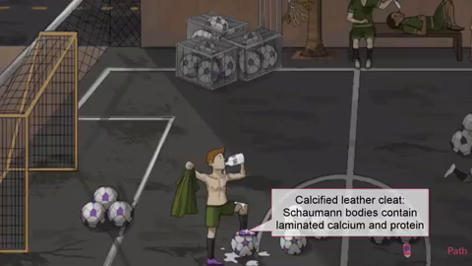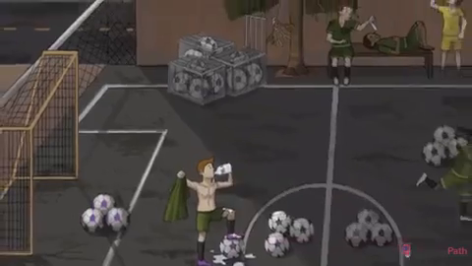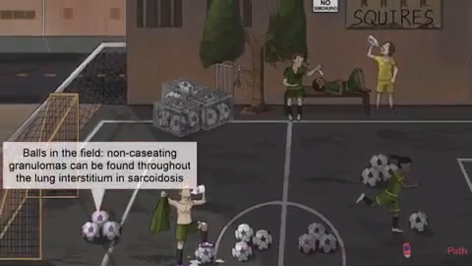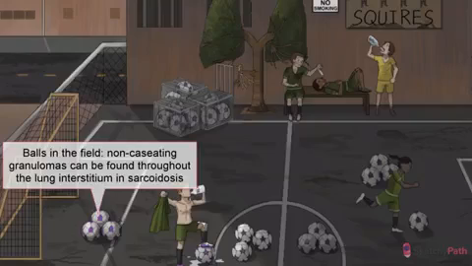Remember, giant cells, asteroid bodies, and Schaumann bodies are not required for the diagnosis of sarcoidosis. They can be found in any disease that contains granulomas. Okay, so that's what sarcoidosis looks like on a micro level. How about we relax our eyes a bit and look at the bigger picture?